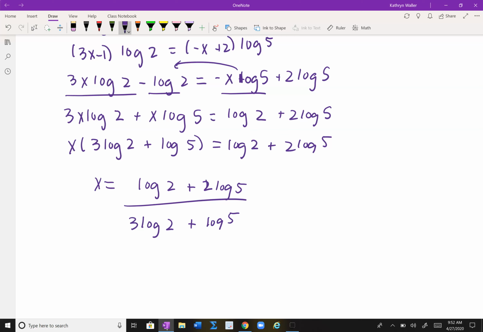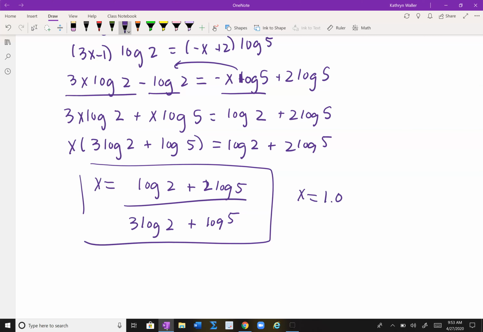I want to make sure you know how to put this in as a decimal. Basically, you just have to put parentheses around the top and the bottom when you put it in. So just practice this with me really fast, okay? Go parenthesis, log 2, close it, plus 2 log 5, close it, close it. You had to close it twice, one to close the 5 and one to close the top. Then you go divide, parenthesis, 3 log 2, close it, plus log 5, close it, enter. And let's say they wanted you to go 2 decimals, it'd be 1.06. So just make sure you know how to do that, okay?